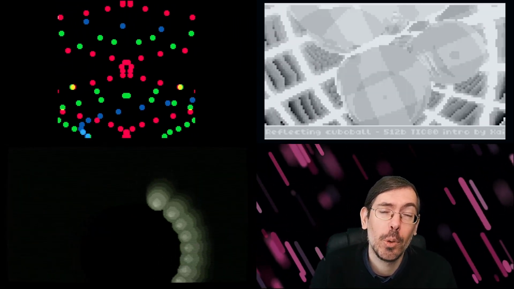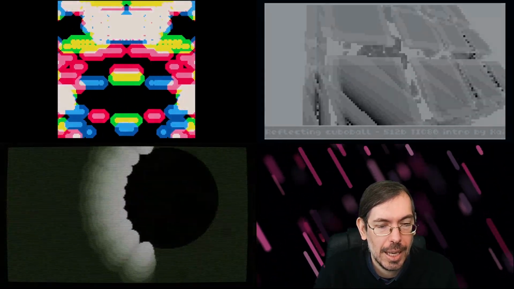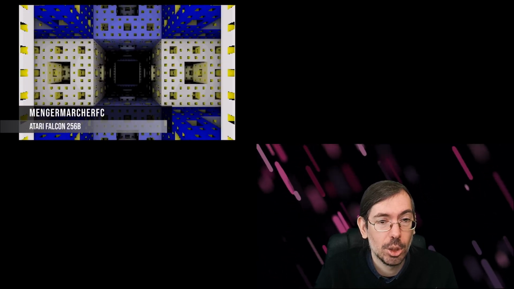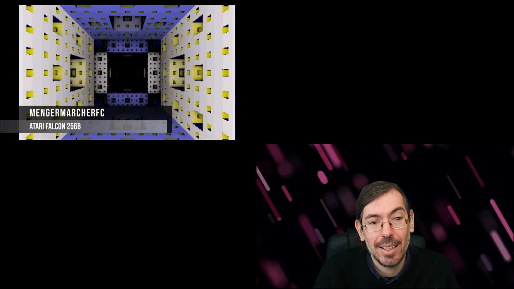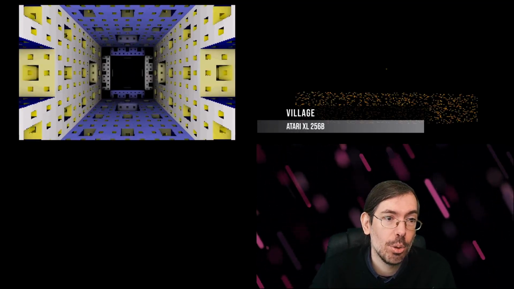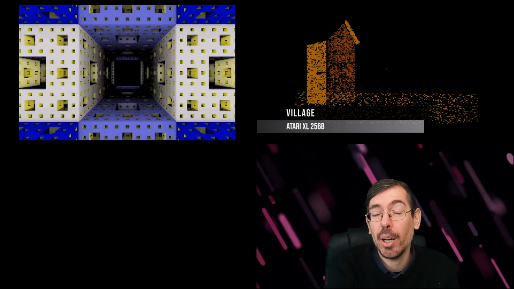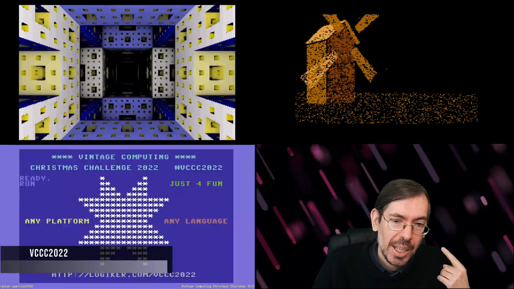Then in Poland, we had the winter edition of Silly Venture. They always have some size coding entries there, mostly dedicated to the Atari. We had a very good entry for the Atari Falcon called Menger Marcher FC. That got first place on the 256-byte intro competition of the Atari Falcon. And then for the Atari XL XE Village by PSU of Trix won that one. This was also in December, and a couple of other things that we wanted to highlight that happened in December.